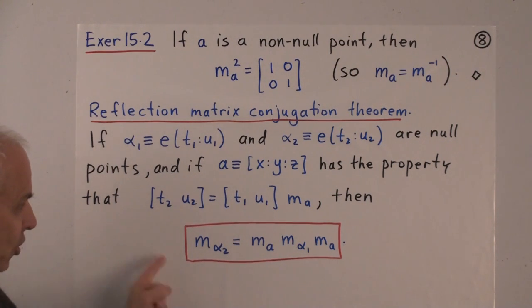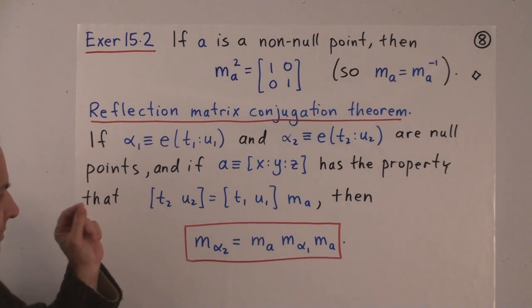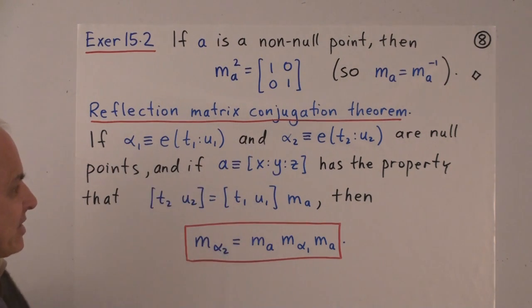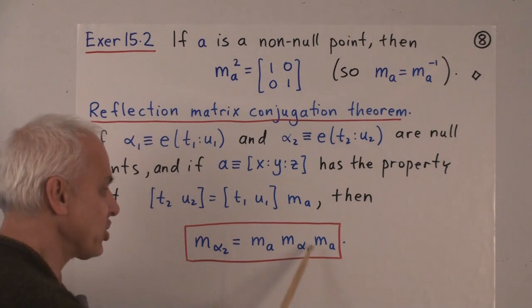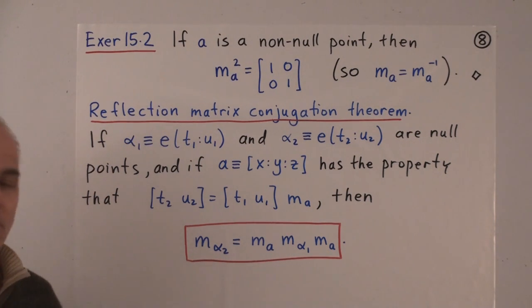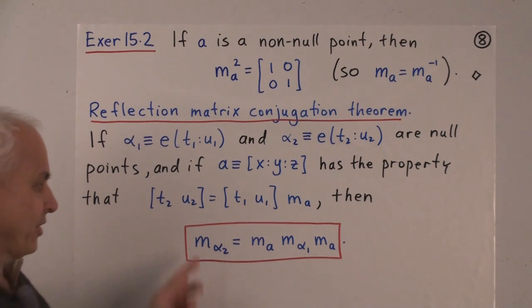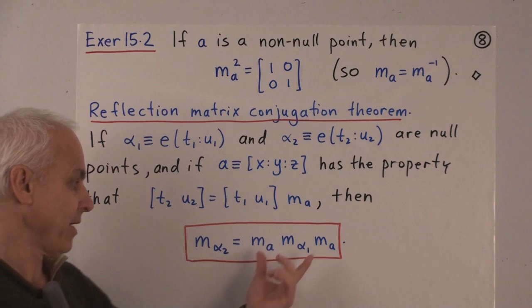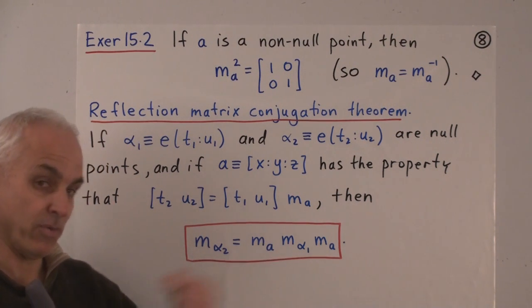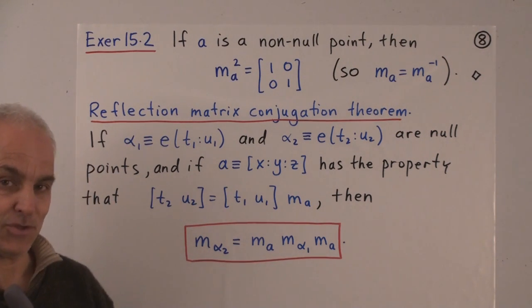Okay, so we want to show that this relationship between these three points implies this relationship between the corresponding matrices for those three points. Two of them are null points. The other one is another point which lies on the line joining those two null points.